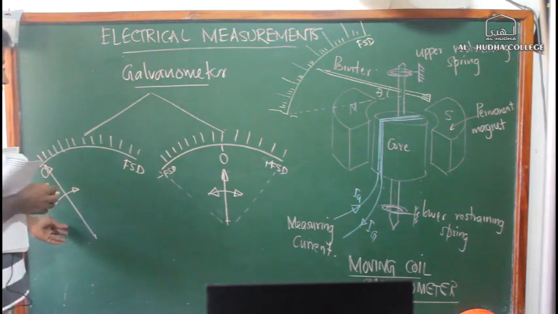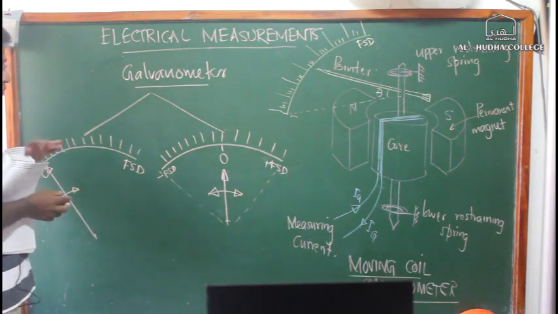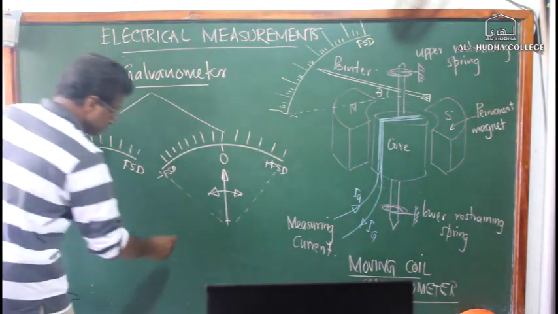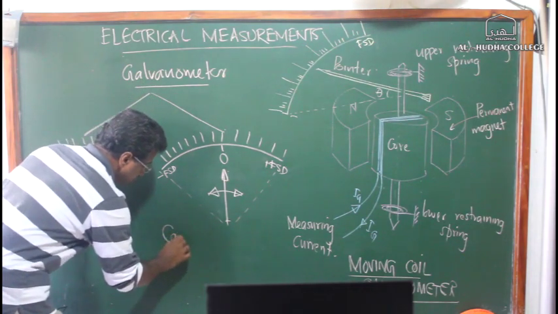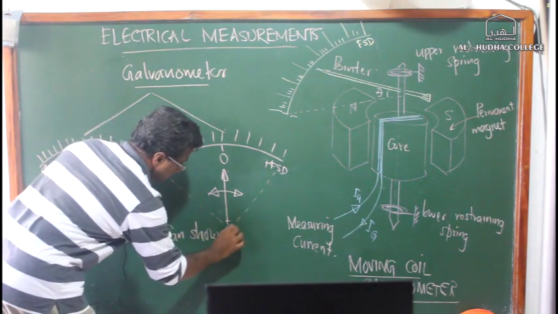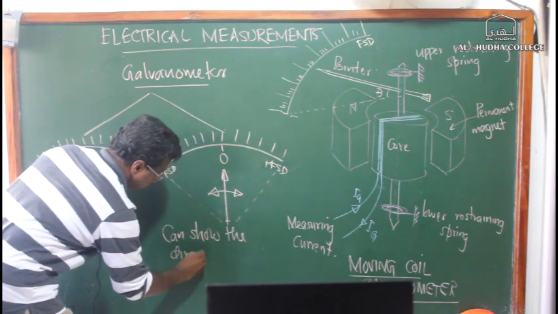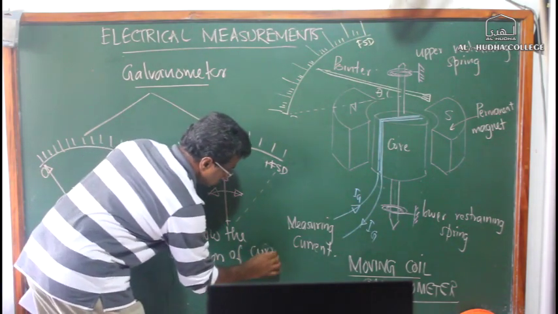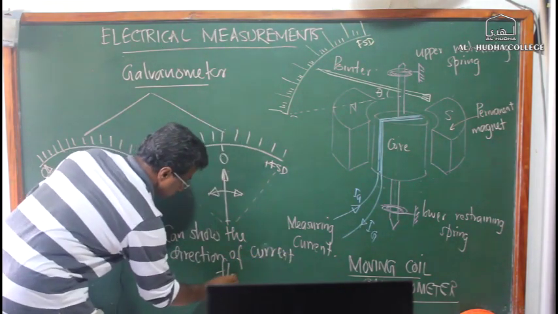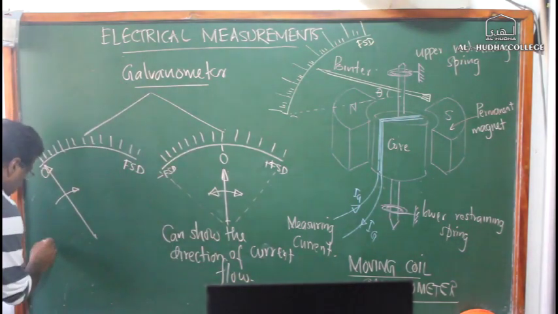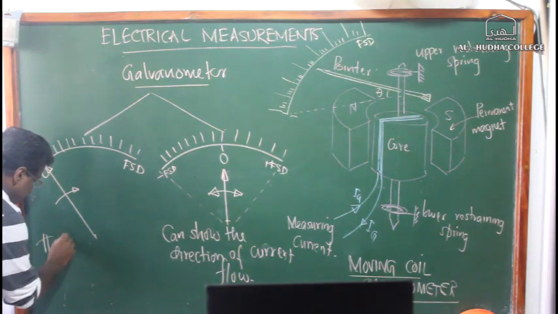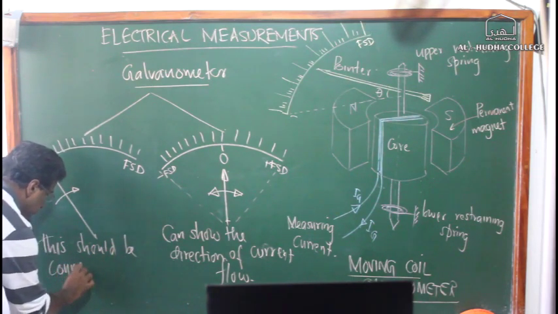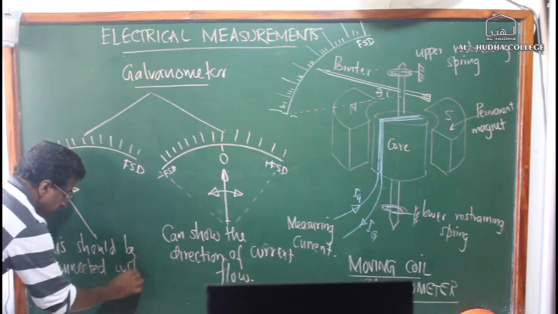Whereas in this type, you should be mindful about how you are going to connect the galvanometer, right? So this can be used to show the direction of current flow. This should be connected properly with correct polarity.